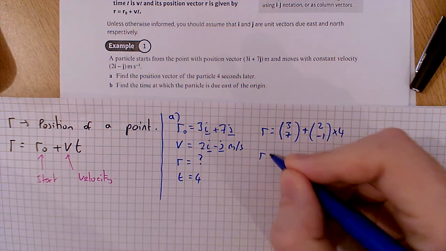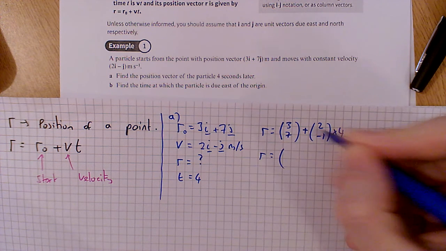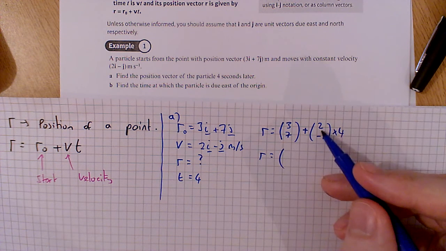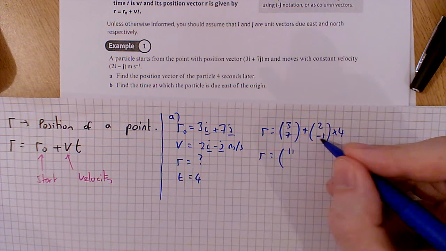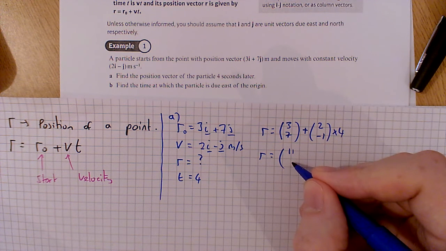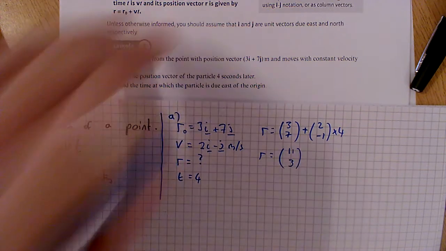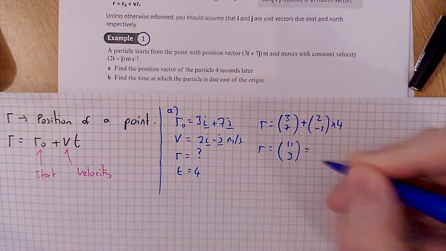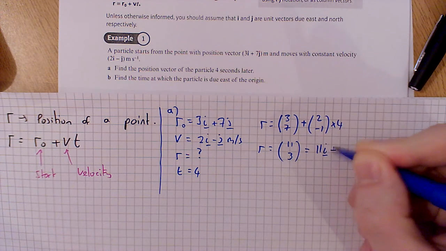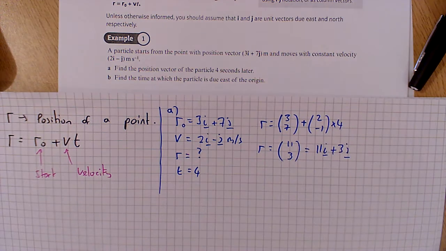Now all we do is multiply each of these by 4 and add it to that. So 4 times 2 is 8, plus 3 is 11. 4 times minus 1 is minus 4, plus 7 is 3. So r is 11, 3. That's the location of the particle after 4 seconds. Seeing this question is in i and j format, we can put it back in that i and j format as well.